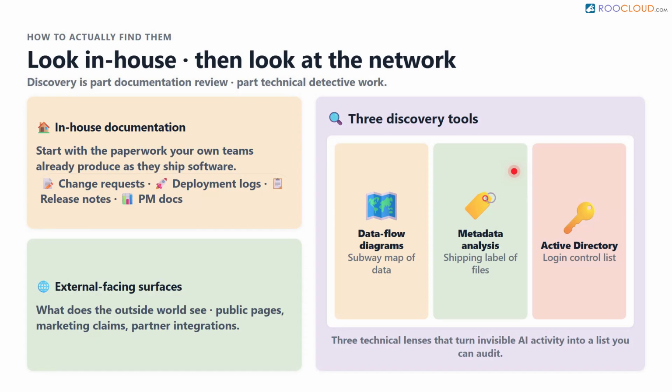Metadata is simply data about data, like a digital shipping label that tells you the origin and destination of a file. Third, they can review the Active Directory or user access management systems. This means looking at the central control panel that manages employee passwords to see which external applications are requesting login permissions.